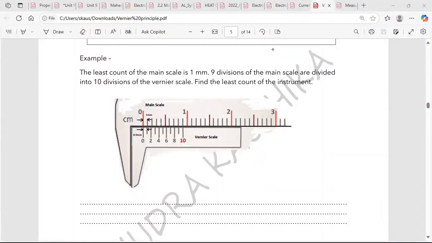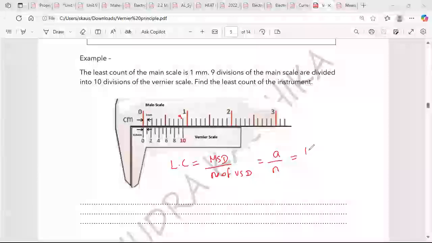So you can see here 9 divisions of the main scale are divided into 10 divisions of the vernier scale, right? So our least count is equal to least count of the main scale, or main scale division, over number of vernier scale divisions. That is A, least count of the main scale, divided by n, number of vernier scale divisions. Least count of the main scale is 1 millimeter. N is 10.